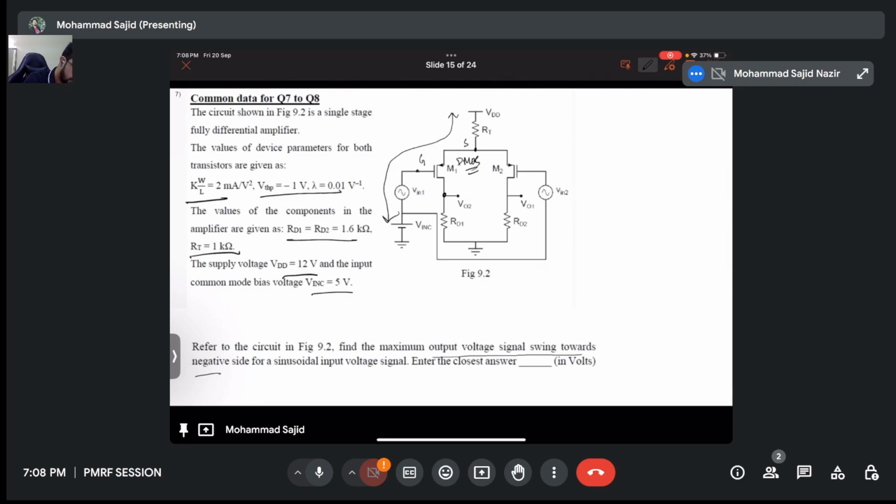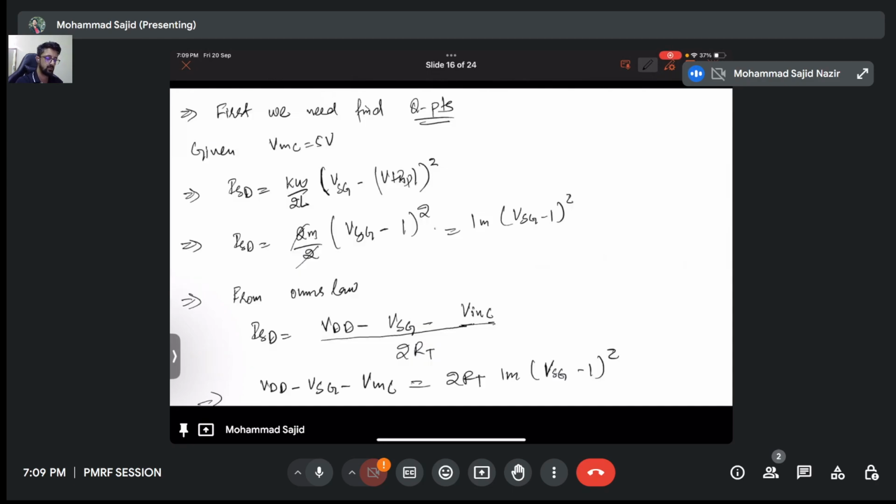Calculate at this point, and for saturation, VSD should be greater than VSD sat, that is VSG minus VTHP. Use this condition. Find this voltage VS, and you have then VSD. You have D here as well. So you can find VS, you have already found VD. Then you need to check what is VSD and then find it. So I hope you can do it.